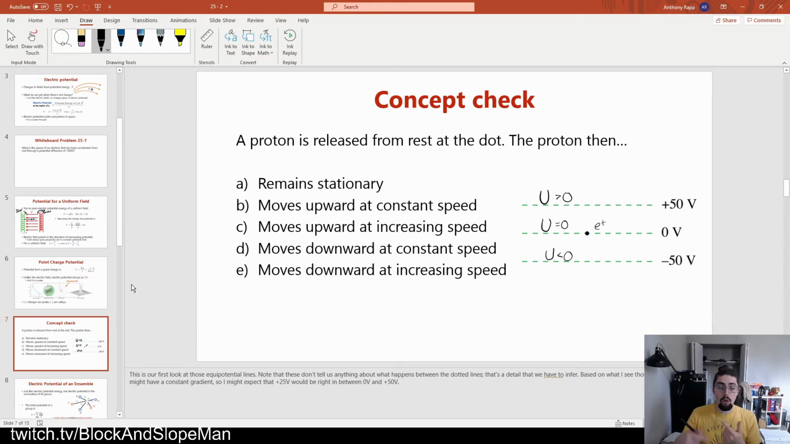Which means if it's going to want to fall down there, we're going to see an increasing speed as it goes down. And this helps if you've got a good idea of how potential energy relates to forces, right? Remember, there's a derivative relationship between those two. Let me talk about this in just a little bit.